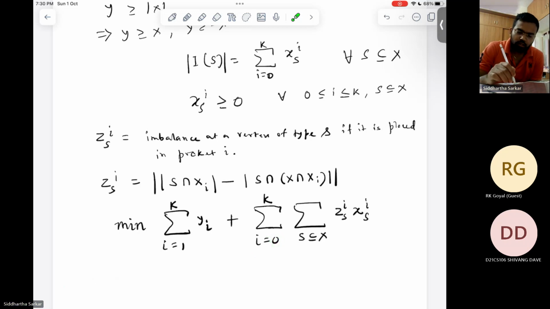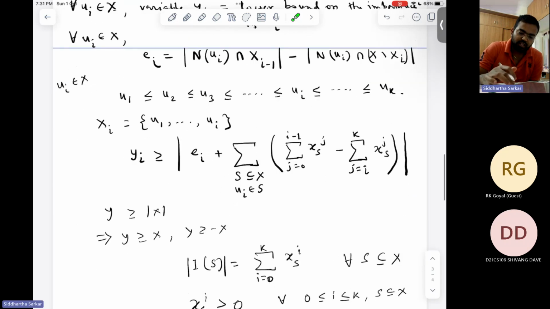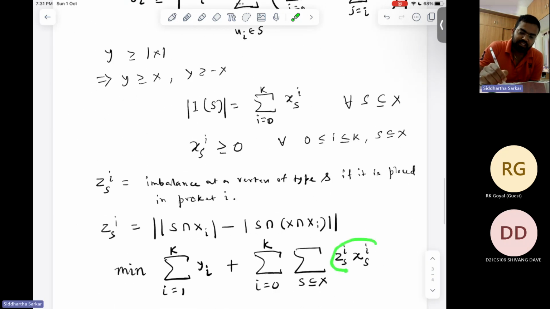Now pick some subset S of X. X is the vertex cover. Now look at this diagram. Consider those vertices which are in IS, that means whose neighborhood is exactly S, and those vertices which have gone to pocket 0. For all those vertices, we have a term ZIS into XIS, which encapsulates the imbalance of these vertices.